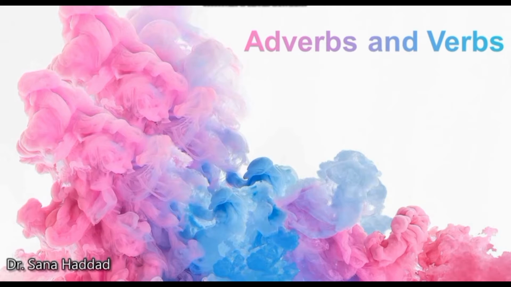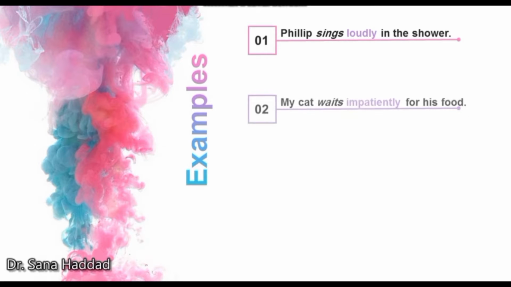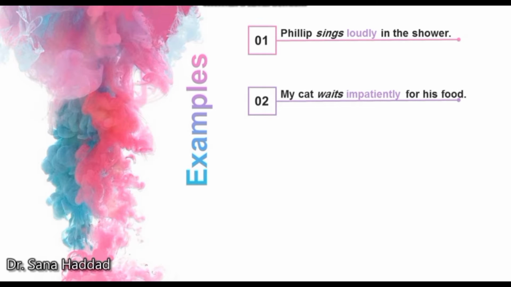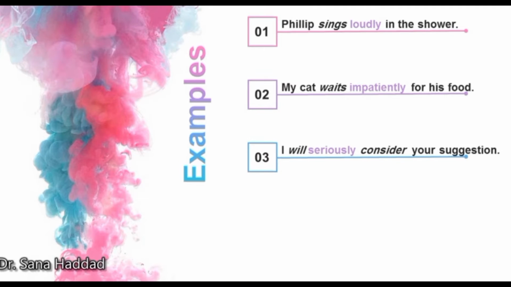Adverbs and verbs. Adverbs often modify verbs. This means that they describe the way an action is happening. For example, Philip sings loudly in the shower. My cat waits impatiently for his food. I will seriously consider your suggestion. In the first sentence, loudly modifies the verb sing. In the second sentence, impatiently modifies the verb wait, and in the third sentence, seriously modifies the verb consider.